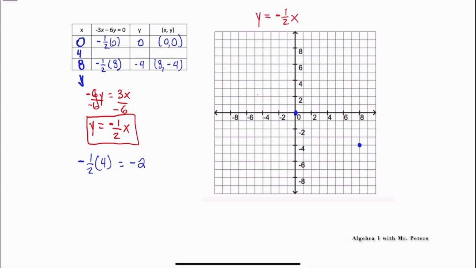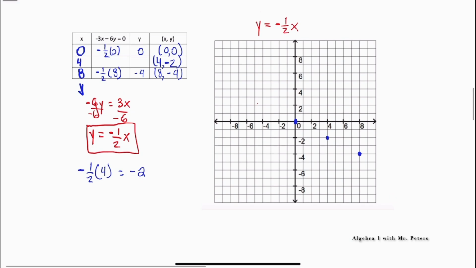So we know that point is going to be (4, -2). So we could plot this point right here. So now we have 3 points, family, and we could draw a line through all 3 of them. So the line for this equation is going to look something like this. And if we want to make sure that it's correct, like I said, we could use that rise over run.